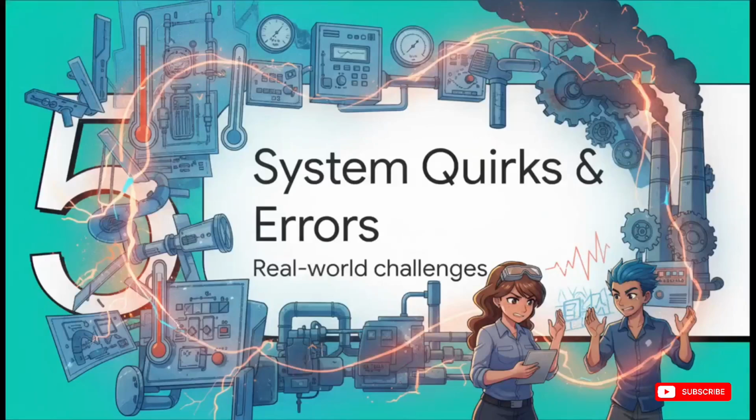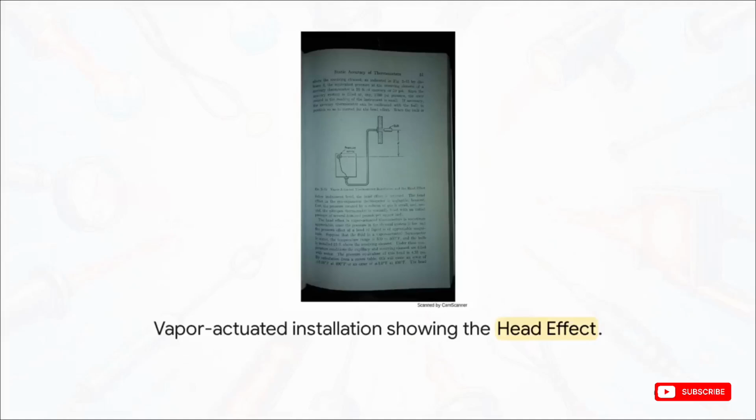Because in a textbook, everything works perfectly. But in a real industrial plant, physics creates challenges that can seriously mess with our precision data. First up, we have something called the head effect. Imagine your temperature bulb is installed on a pipe high up on the second floor of a plant, but the actual recording dial is all the way down on the ground floor.